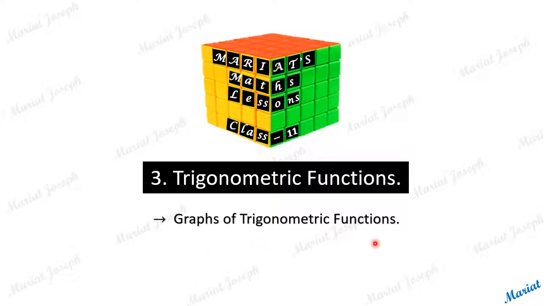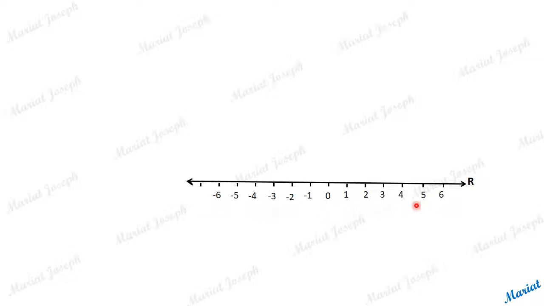Graphs of trigonometric functions. We will begin with a number line. On this number line, I am going to plot some special real numbers. Those real numbers are going to be the measure of some angles in radian measure, angles taken in standard position.